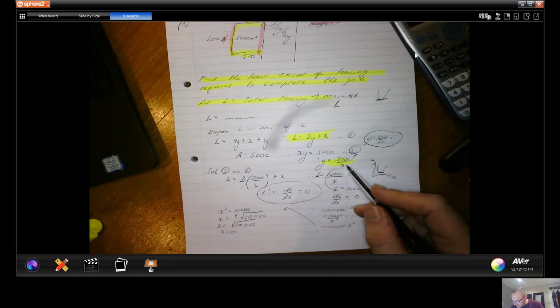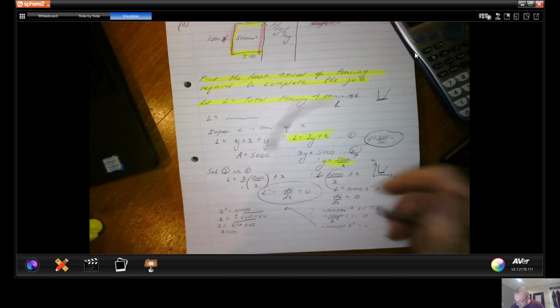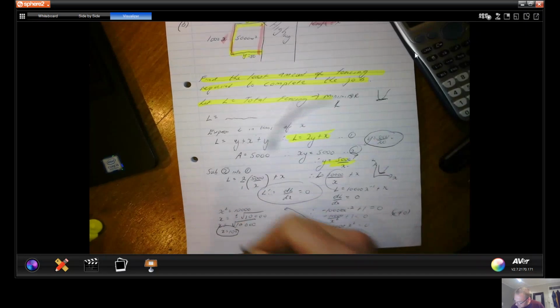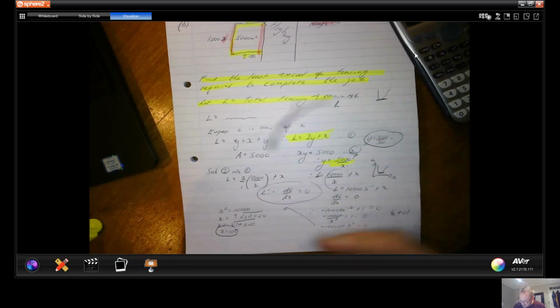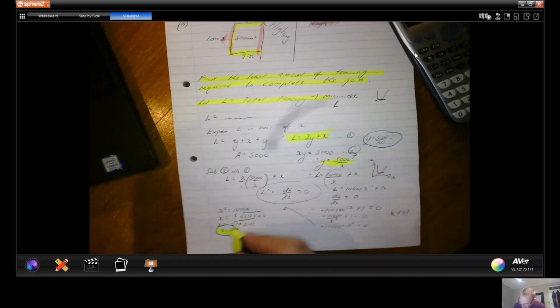y was equal to 5,000 over x. We had that over there, but we know that you get a maximum when x is equal to 100. So the maximum happens when x is equal to 100. So we know that y is 5,000 over x, so I'll replace x with 100, and 5,000 over 100 gives us 50.